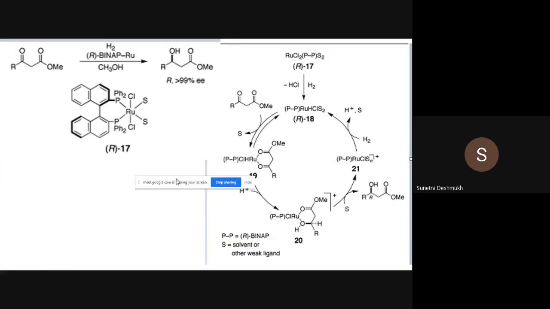Let's see one more catalytic cycle. Ruthenium based BINAP containing complex hydrogenation of a 1,3 diketone. Out of the two carbonyl groups, one is the carbonyl group of an ester. So we are going to reduce this carbonyl group selectively with 99% enantiomeric excess. In the ruthenium catalyst we have used S, S, which means solvent molecules attach to the ruthenium. So the catalytic cycle started here.